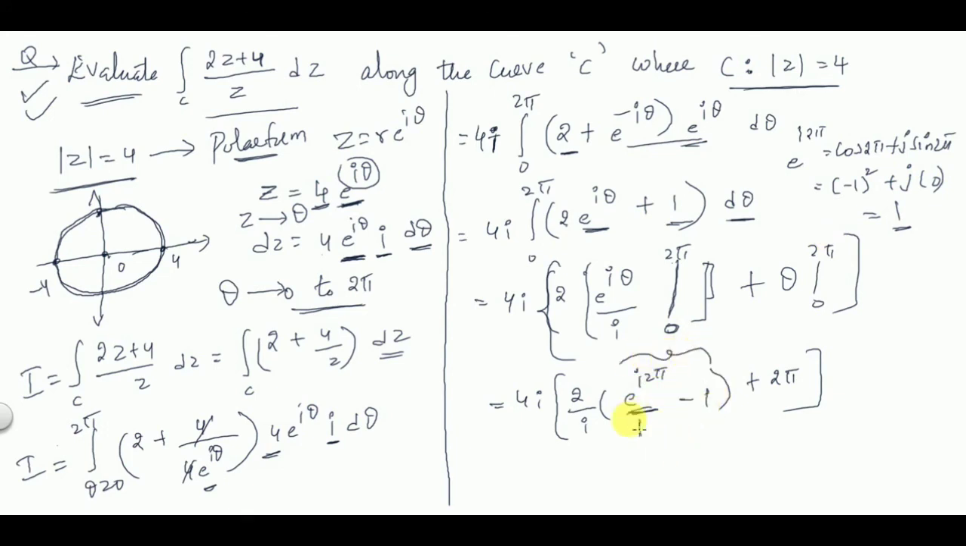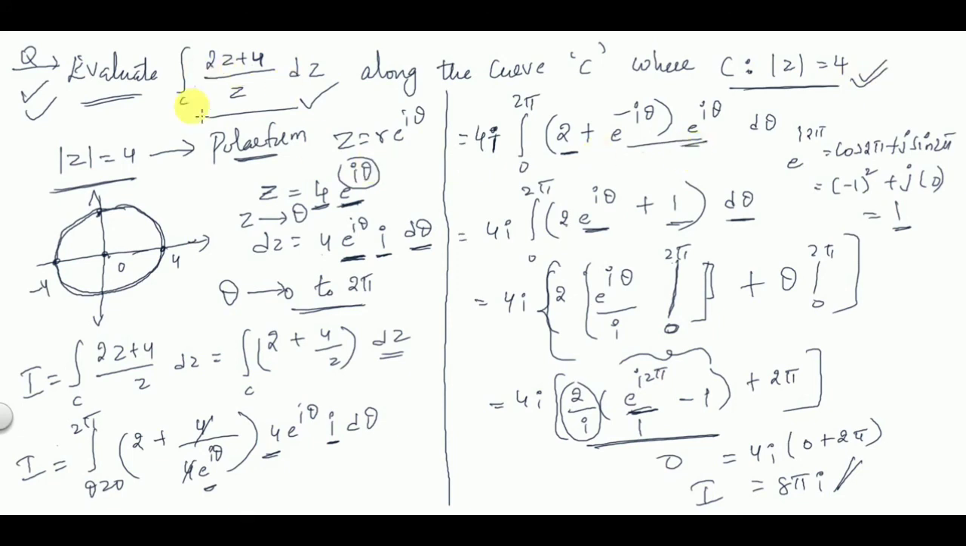So this total part is 0, and 0 multiplied by 2 by i is also 0. So 4i into (0 plus 2π), we get 8πi. So 8πi is the value of the given integral over this circle.